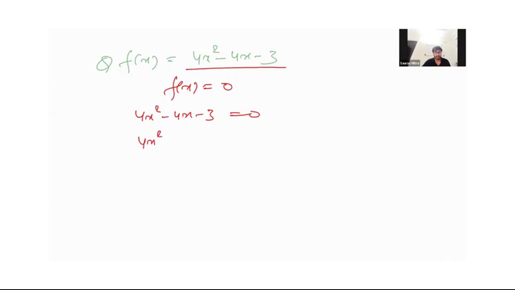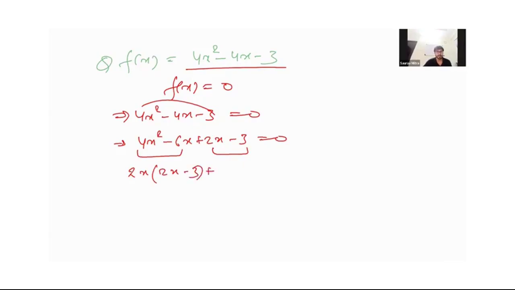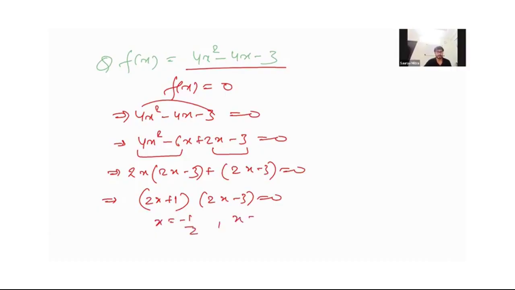After solving with middle term splitting, we will receive 4x square minus 6x plus 2x minus 3 is equal to 0. Now combine the first two, combine the last two. You will have 2x into 2x minus 3 plus 1 into 2x minus 3 equal to 0. So this is 2x plus 1 and 2x minus 3 equal to 0. This can be written as x equals minus 1 by 2, x equals 3 by 2. So these are the zeros.